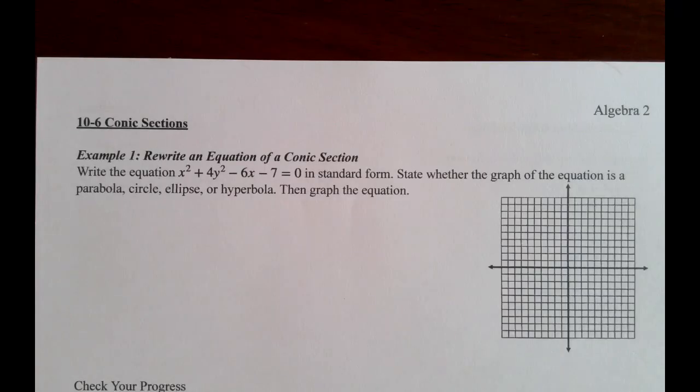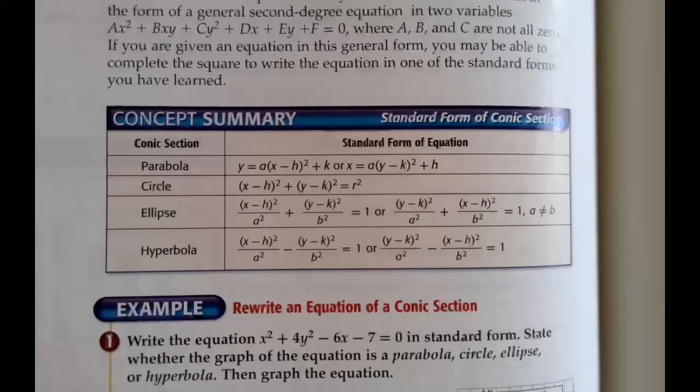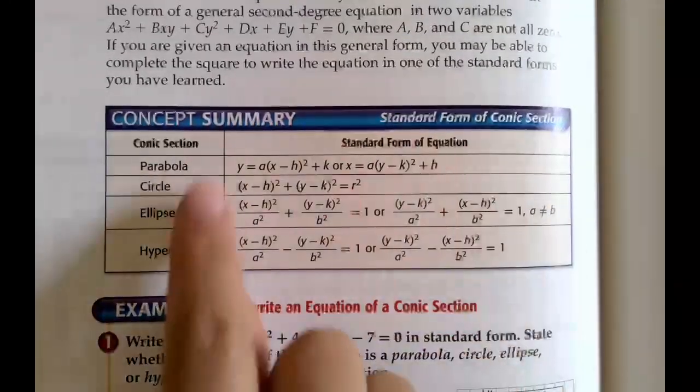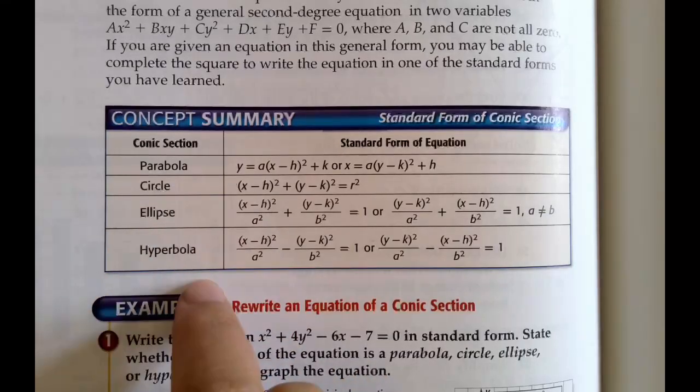Hi guys, so today we're going to be combining all of the conic sections together and identifying them based off of their equation. So here on page 598, you have the standard form of all of your conic sections: your parabola, your circle, your ellipse, and hyperbola.